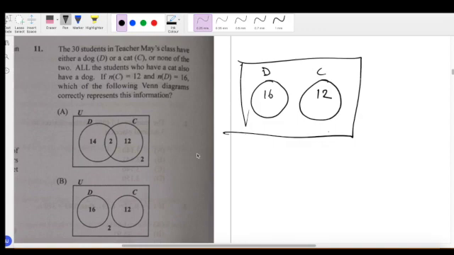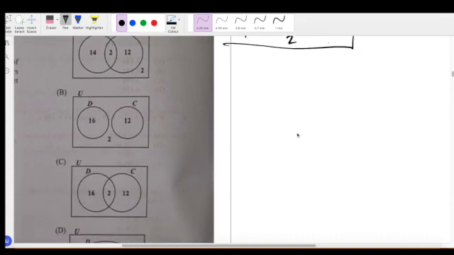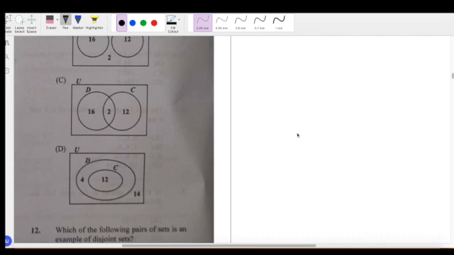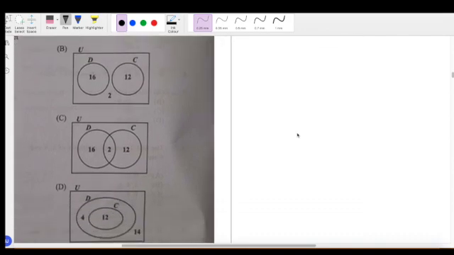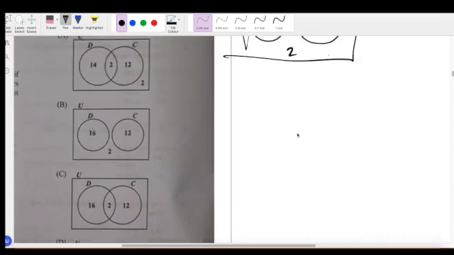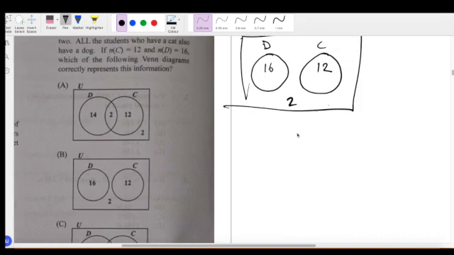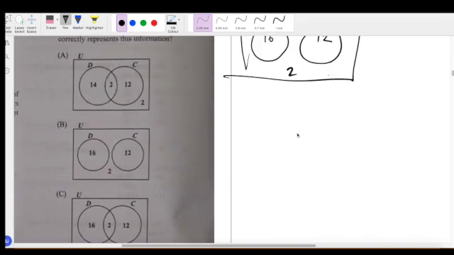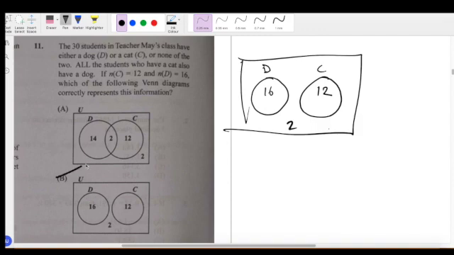So, 16 plus 12 is 28. You would have 2 on the outside. I mean, I see in B there. Yeah, it wouldn't be anything else. It certainly do have an intersection of people who have dogs and cats. So it wouldn't be anything with an intersection. It would have to be B.